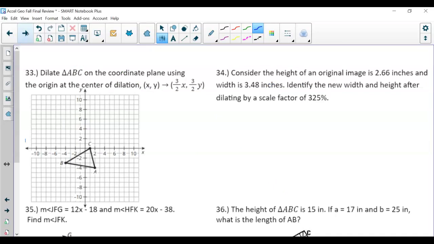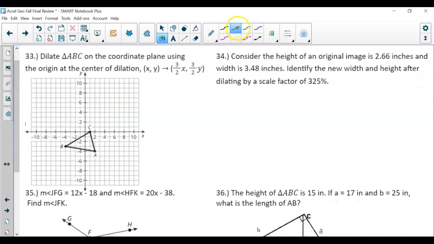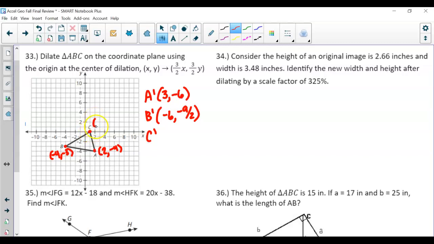So now 33 and 34, going back to our dilation. So again, here, remember a dilation, you have to multiply both the x and y by the same scale factor. So if A, like for example here, is at 2, -4, then A prime is 3, -6. So then B here at -4, -3. So now B prime is going to be at -6, -9 over 2. So then C, right now, is at 1, 0. So C prime is at 3 over 2, 0.